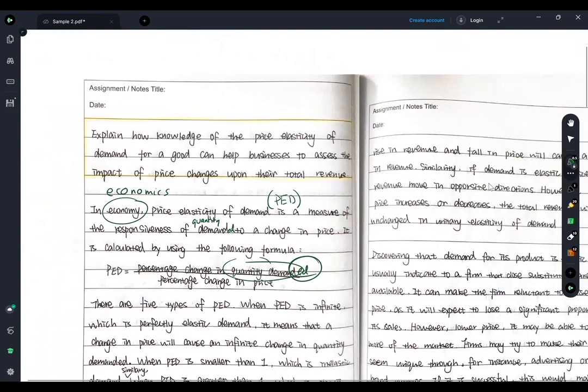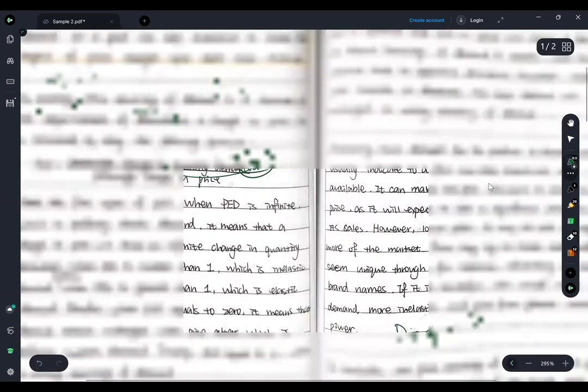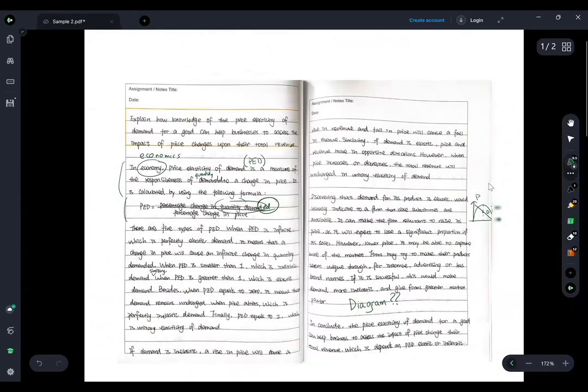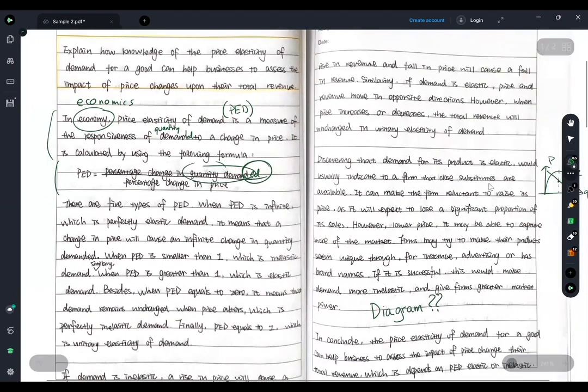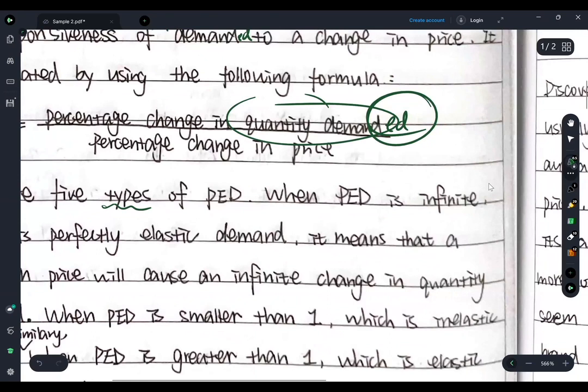So it's a good start, even though there are tiny mistakes, because we have a written definition of the PED and we also have the formula. So that's actually pretty good. Then there are 5 types of PED. Well, it's not really 5 types. The PED can have different values perhaps. It's not really different types.